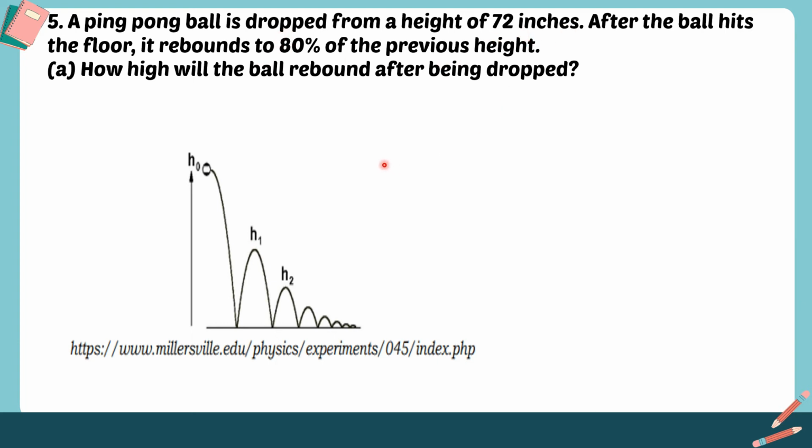So, ibig sabihin, i-convert mo lang yung 80% sa decimal, magiging 0.80. Or, kailangan mo lang i-move tong 80% ng 2 decimal places pa kaliwa, so magiging 0.80 na siya. So, 72 times 0.80, that is equal to 57.6 inches. Yan yung kanyang pangalawang height or yung kanyang unang height pagkatapos niya bumagsak sa lupa.